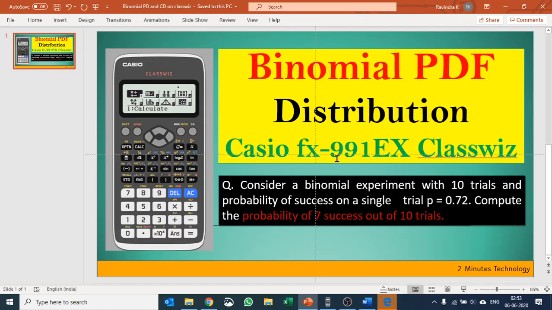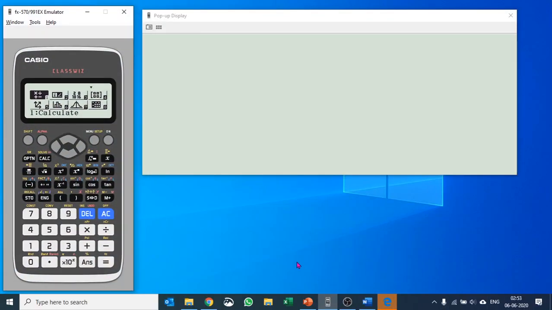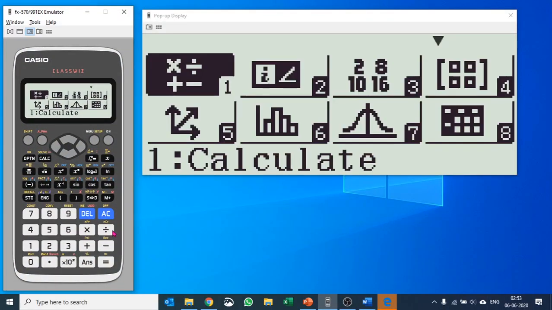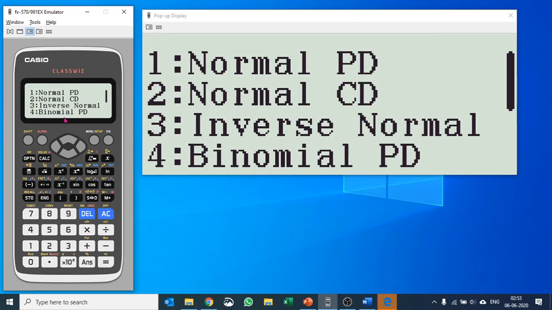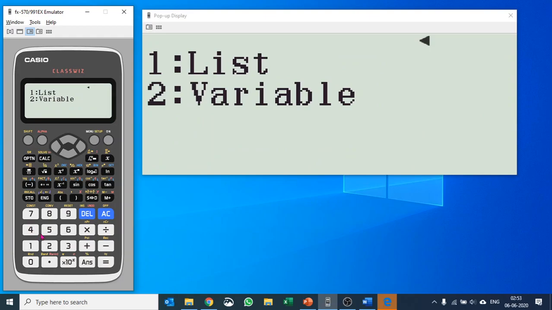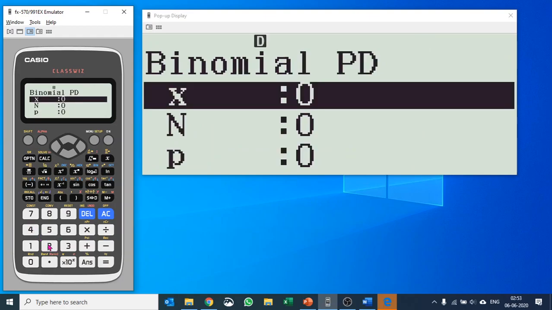So let me quickly open the Classwiz emulator. I'm using the Casio Classwiz software emulator. You can use any calculator that you have and that is approved for A-level, IGCSE, and SAT as well. So I'll go in there and select 4 to go into binomial PD, and number 2, because I have just one question here.